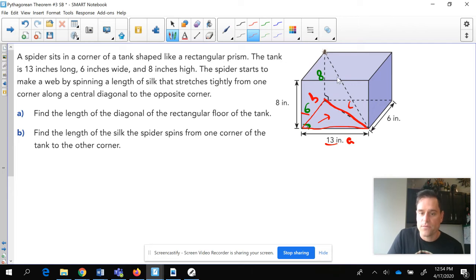So forget about everything else. If we wiped out, forget about these 8s. Just focus right here. This is going to be 6. This is going to be 13. And that is going to be a 90-degree angle. So we can solve that first.